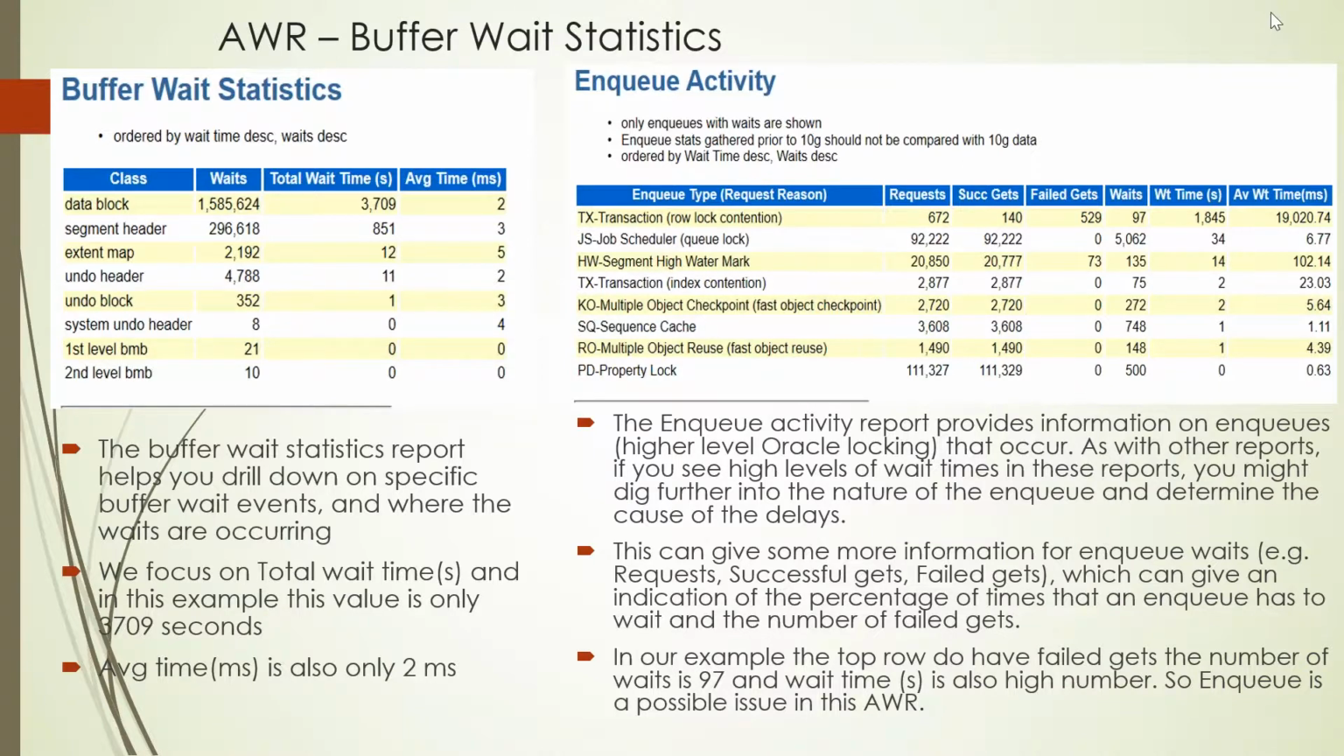Row lock contention is the issue. You can see that out of 672 requests, only 140 were successful and 529 failed. And this was the wait time. So this transaction row lock contention is an issue.